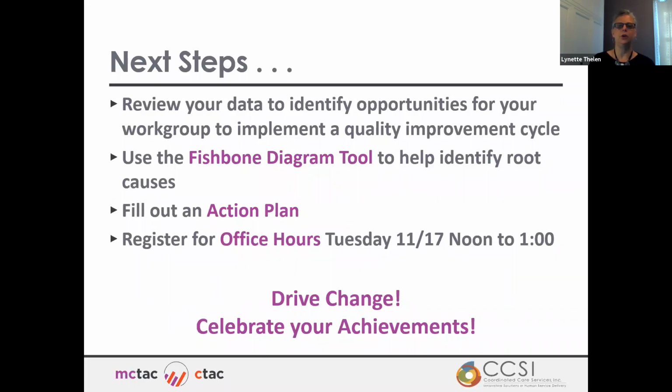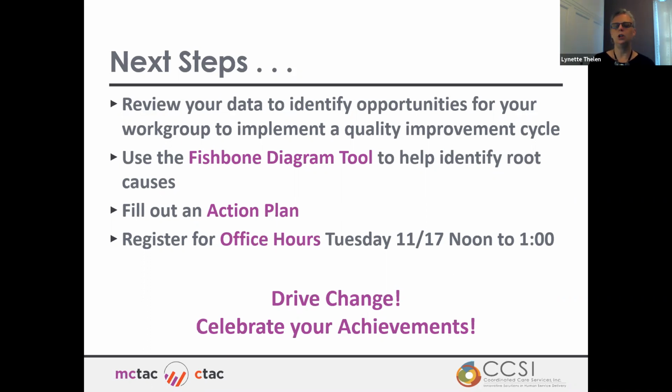We have a couple tools for you, including the Fishbone diagram tool that can help you identify root causes. If you are going to move into a quality improvement cycle, I definitely suggest that you take a minute to do some sort of brainstorming and identify what the root causes are for your challenge and use that to help you prioritize what you're going to do with your quality improvement cycle. We also have an action plan for you to fill out, which gives you the structure that you need to make sure you've got the components outlined of what you're going to do with your quality improvement cycle.